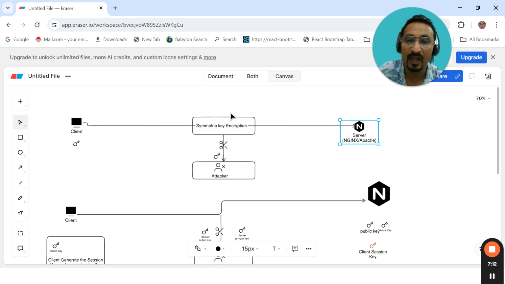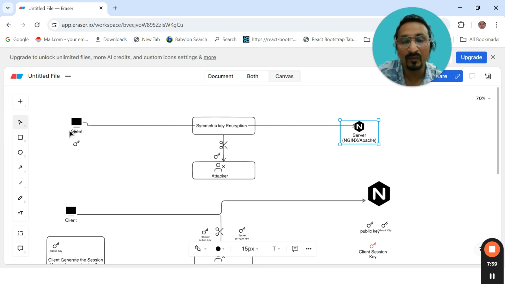But the question is, for this symmetric key, both client and server should have the same key, right? But here, how will you transmit your secret key, the client secret key, to the server? If you transmit it over the internet, then again the attacker can get that key and keep it with him or her.